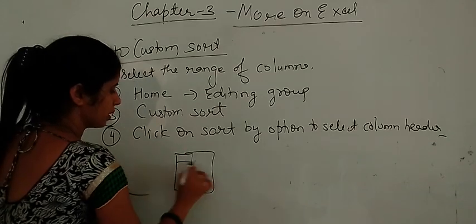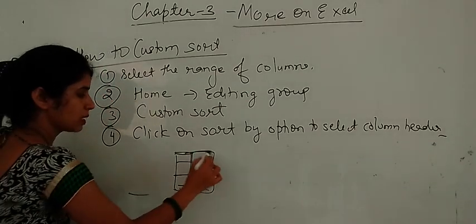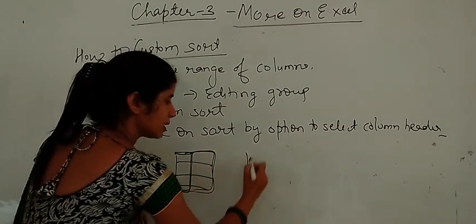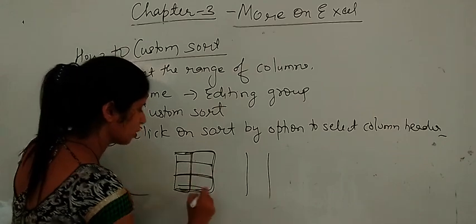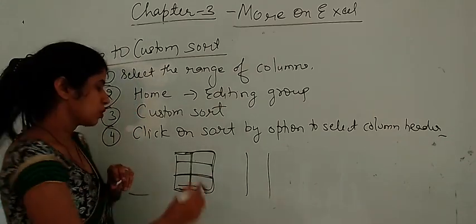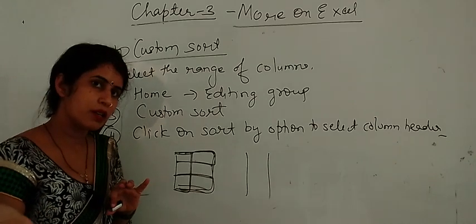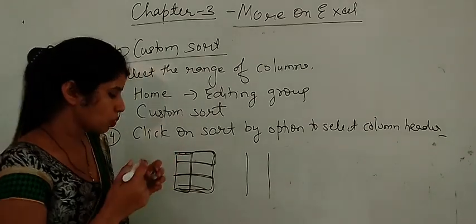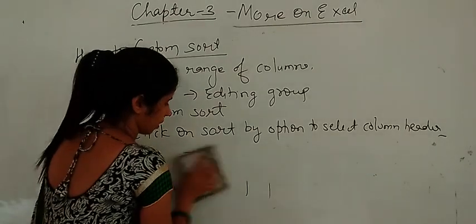Suppose this is a worksheet. So how many columns are here? There are two columns here. Columns are vertical sections, and horizontal sections are known as rows. So how many vertical sections are here? Two. And how many horizontal sections are here? There are three. So this table consists of 3 rows and 2 columns.